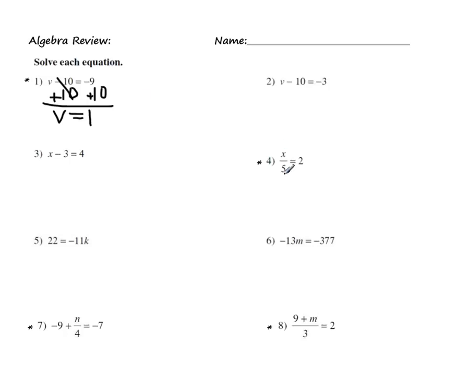The operation going on here between the x and the 5 is division. So the opposite of dividing is multiplying. You multiply by the denominator, the number on the bottom. It's going to cancel that out. If you multiply this side by 5, you have to multiply the other side by 5. So we have x equals 10.